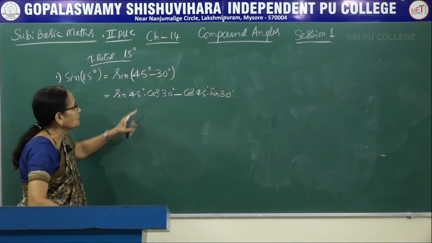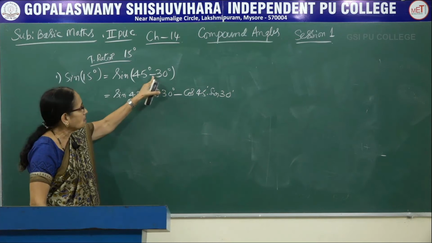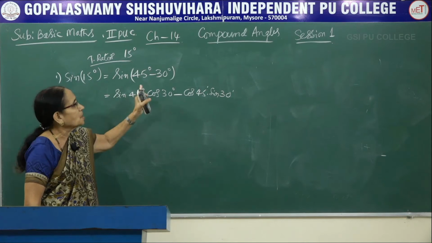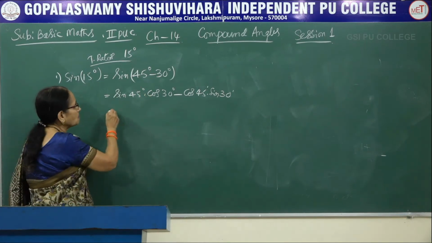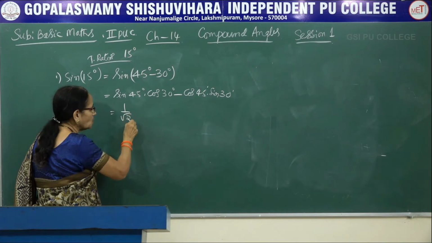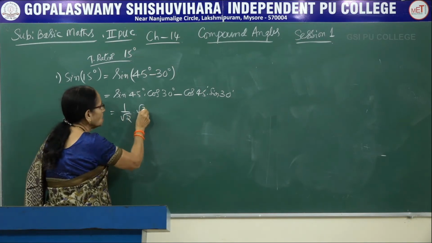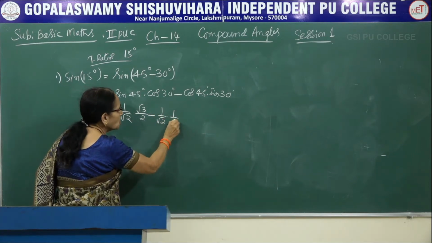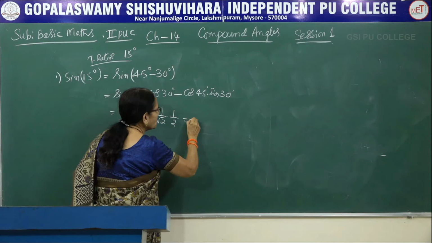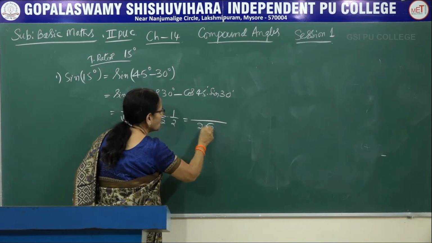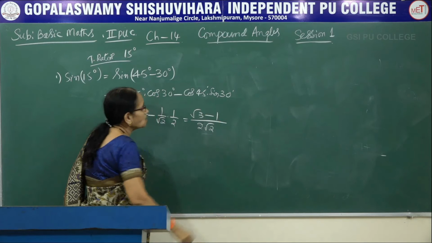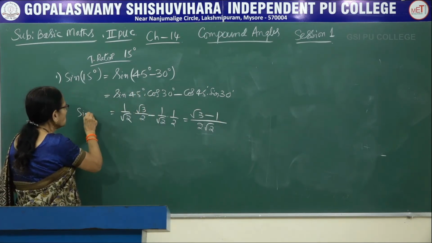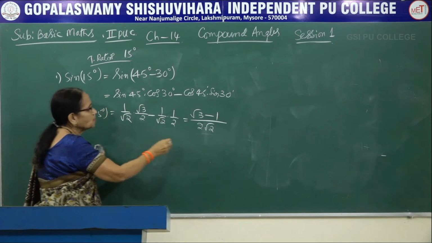In the previous one we had the positive sign, here also positive. Here it is negative, I am using the negative sign. So there it was a sum of the two angles, here it is a difference of the two angles. Let me write the respective values: 1 by root 2 into root 3 by 2 minus 1 by root 2 into 1 by 2. Taking the LCM, the common denominator, I get the value root 3 minus 1 divided by 2 into root of 2. So this is the value of sine of 15 degrees.